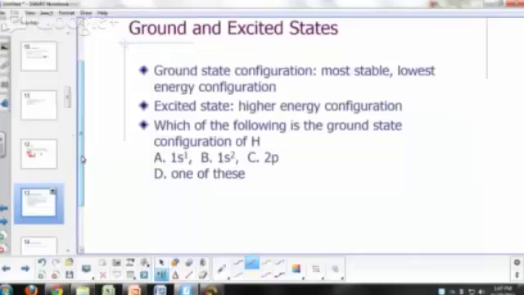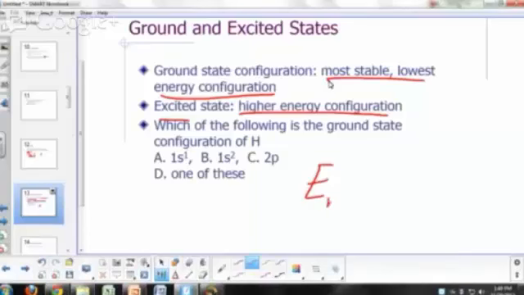The ground state configuration is the most stable, the lowest energy configuration, and like I said earlier, you can also have excited states. Some configurations correspond to a higher energy state. So which of the following is the ground state for hydrogen? What do we know about the energies of the electron in a hydrogen atom? E sub n, for hydrogenic atoms, is negative 13.6 electron volts over n squared, right? So what's n here? n equals 1.